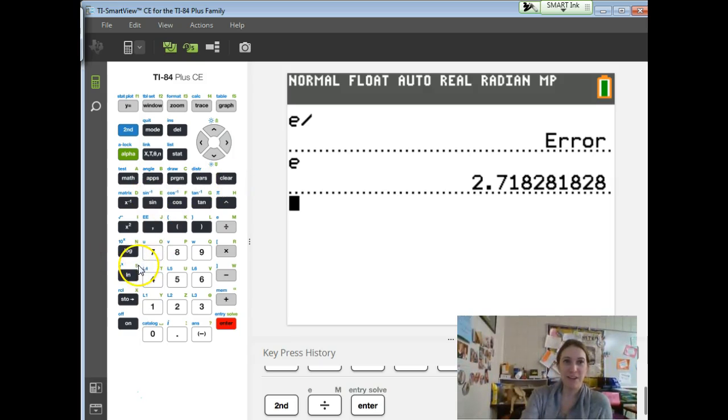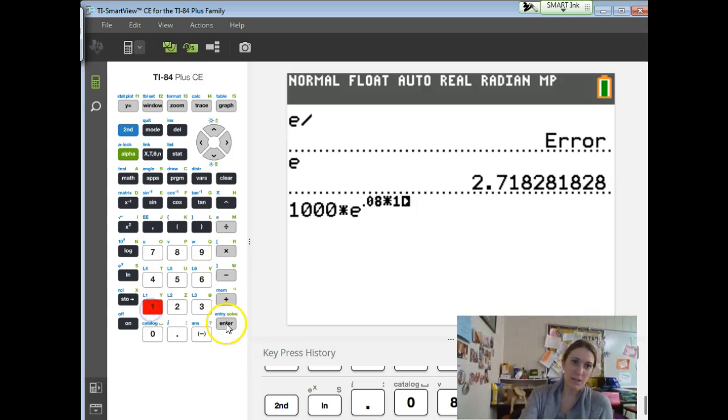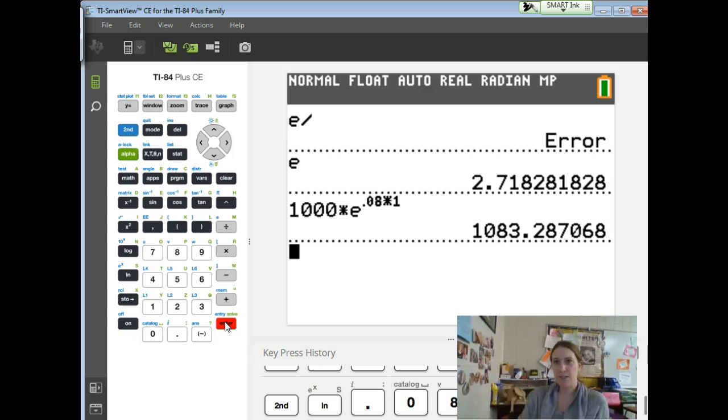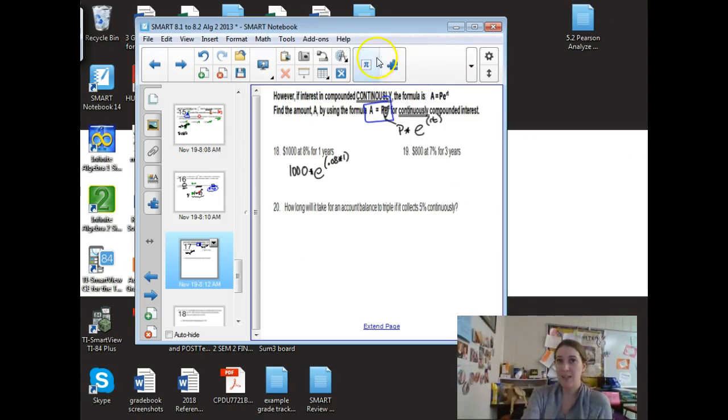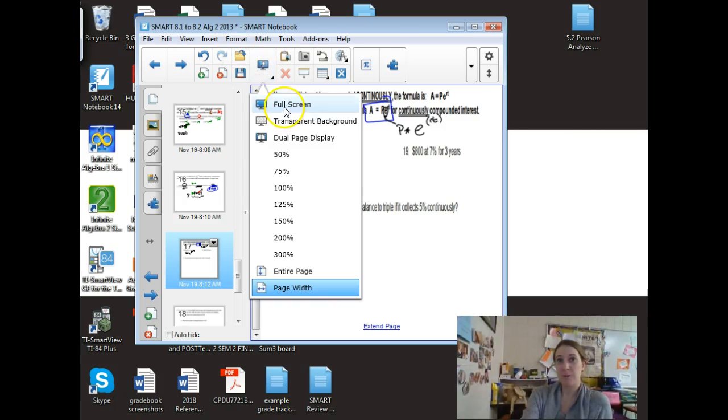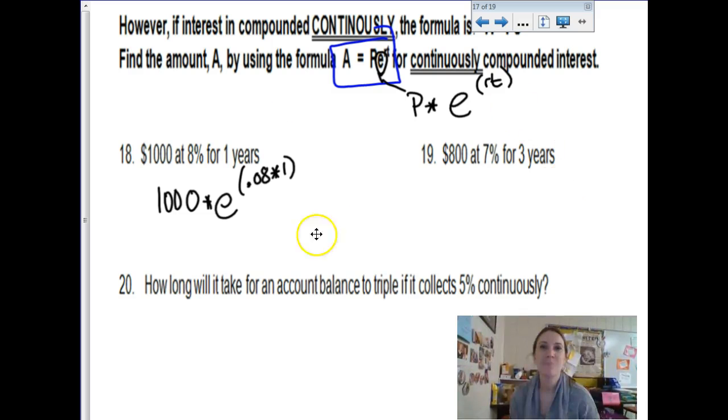Anywho, I don't even like that button. I like to use the one above the natural log because it carries an exponent with it. So it was $1,000. You don't even have to hit a multiplication sign. If you pull up the e next, it'll know to multiply them. And then it was 8% for 1 year. So 0.08 times 1. And it gives you $1,083.29. Okay. So even though you're collecting interest continually, it doesn't give you that much more money because we're not collecting interest that often.